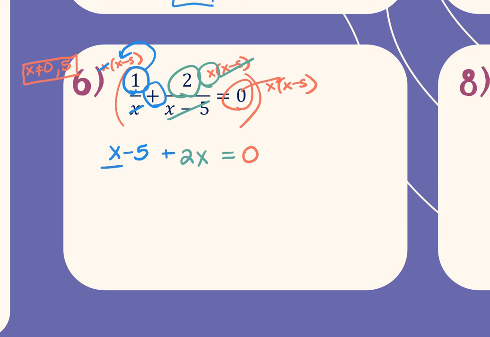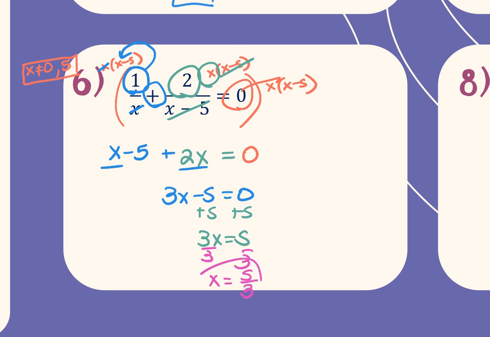Combine my like terms on the left. I get 3x minus 5 equals 0. Add the 5. 3x equals 5. Divide by 3. And x equals 5/3. Because that's neither of the things we said it cannot be, that is my answer.